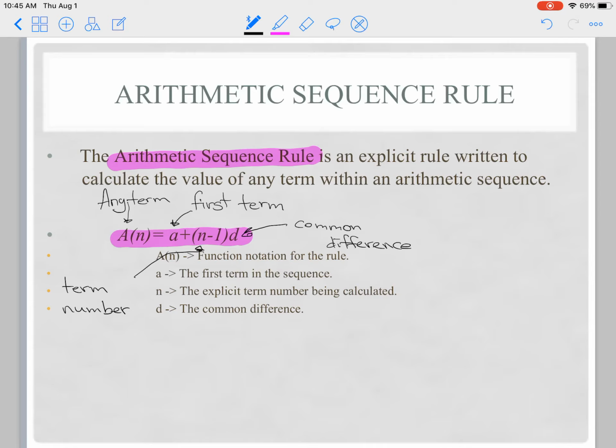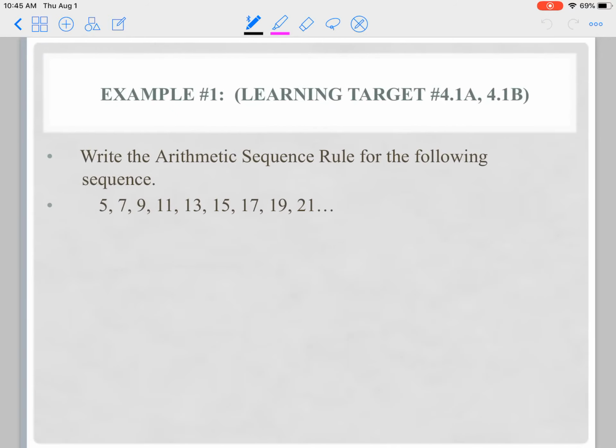So if they gave us the rule, it'd be really simple to write the sequence. We'd start with our first term, little letter a, and we would add our common difference, and we would get our second term, whatever that is right there, and then we would just keep adding our d. Just repeat the process to find the actual arithmetic sequence that they wanted us to find.